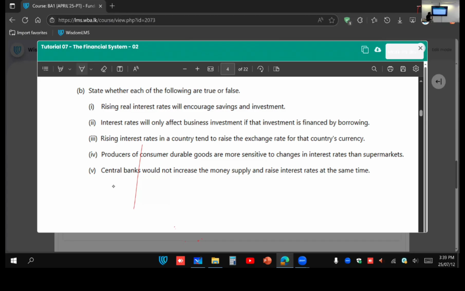Central banks would not increase the money supply and raise interest rates at the same time. That is correct. So central bank monetary policy, what do they do? They either need to increase the money supply or remove money supply from the system. So starting from one, rising real interest rates will encourage savings and investments.